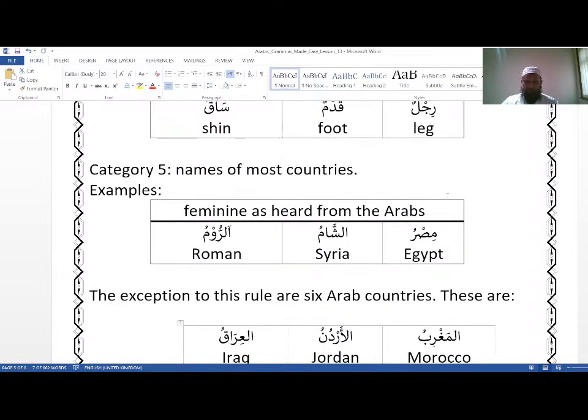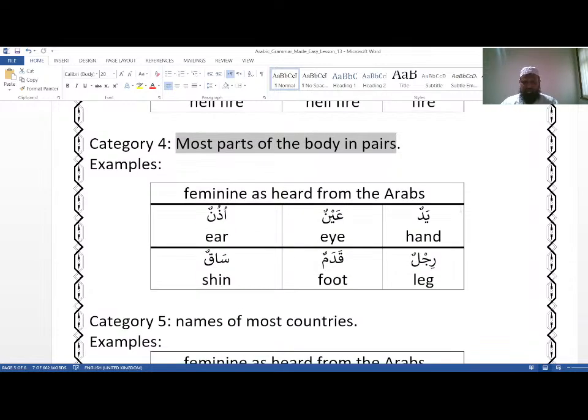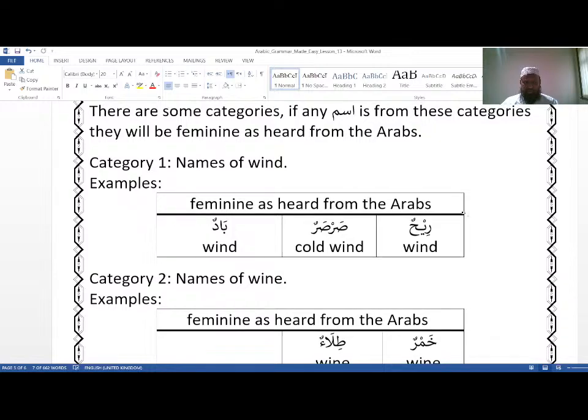Okay, so all we need to remember: the muannas by definition, muannas by signs, and we have 3 signs: ta marbuta, alif maksura, alif mamduda. And then feminine heard from the Arabs, muannas sima'i. We have loads of words, nouns to memorize.